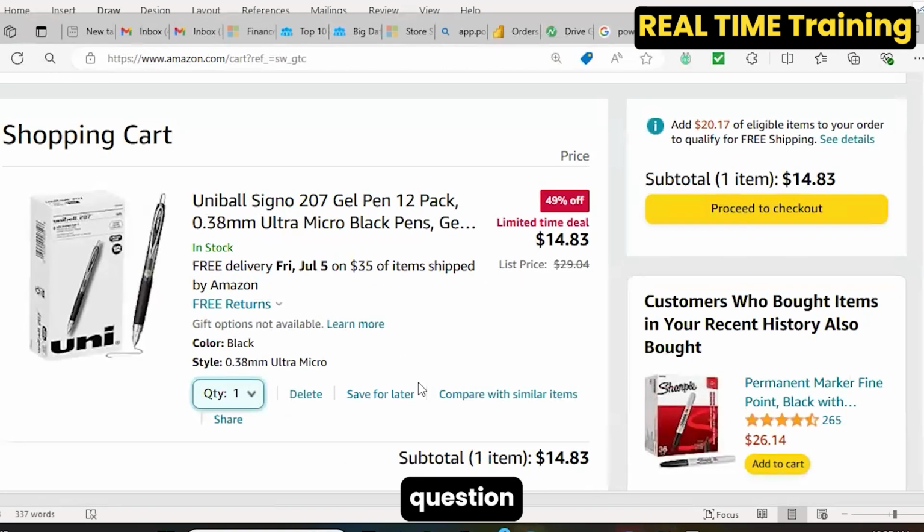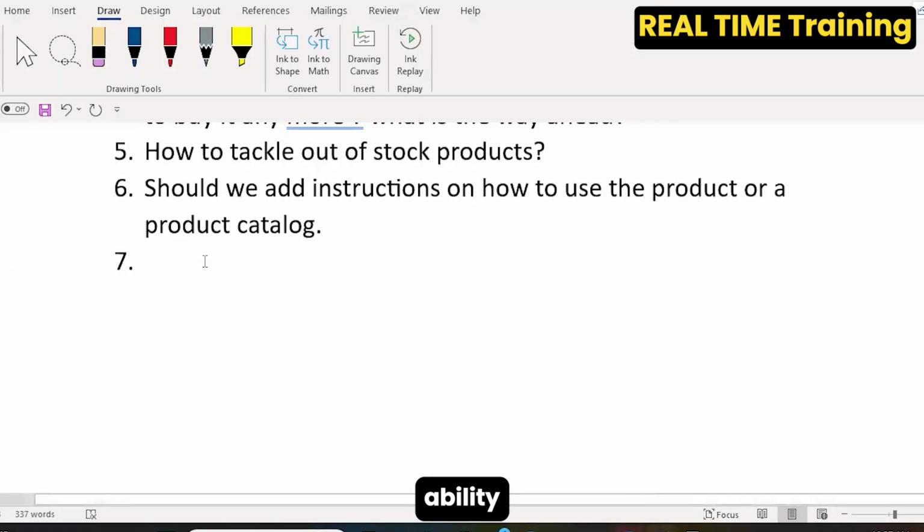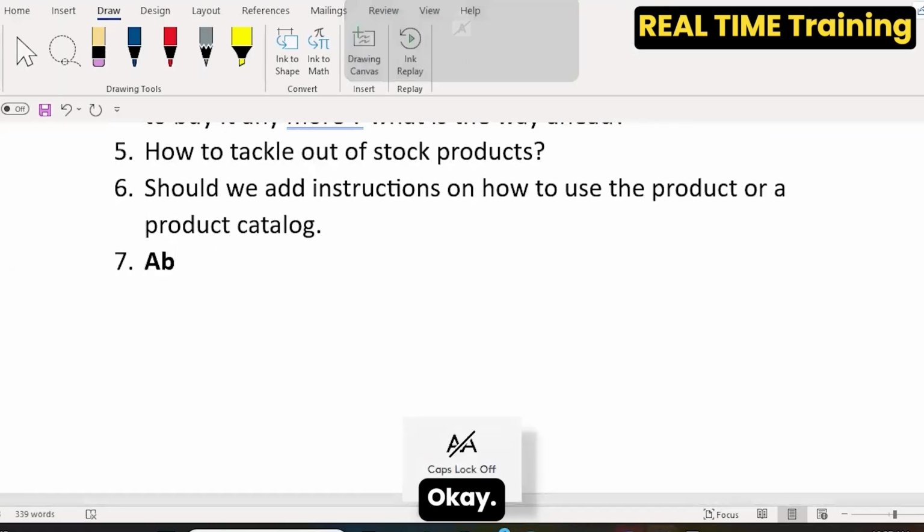I have one more question. If after the product is added, will there be any coupon code which has to be applied over there? Should we display that coupon if any seller is giving? Yeah, ability for coupon code needed or not? Anything else?